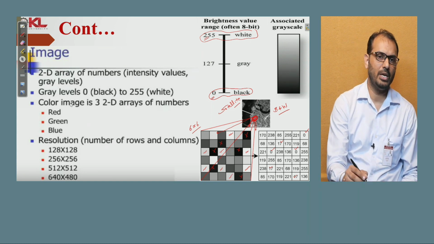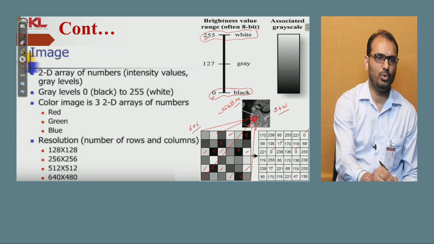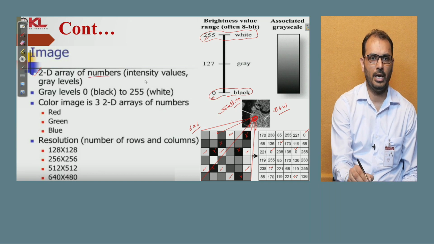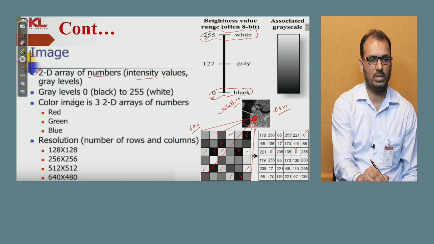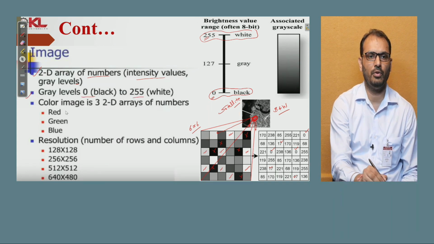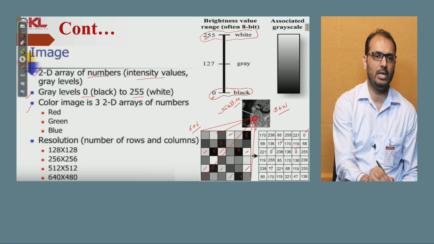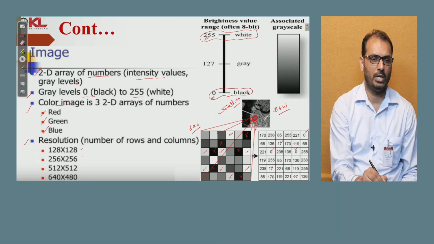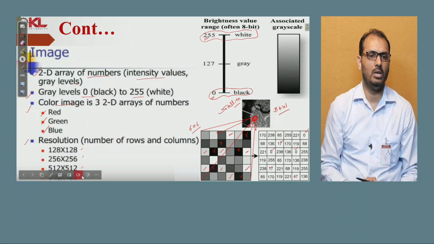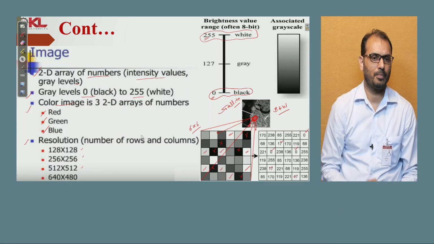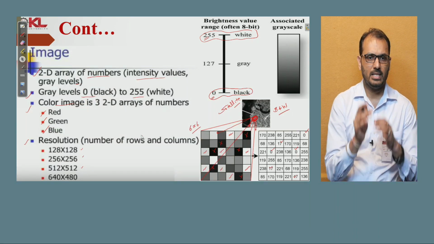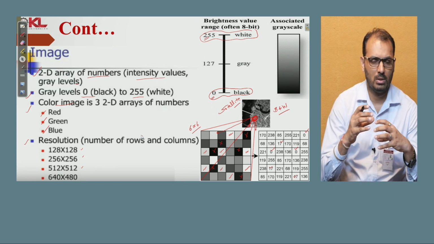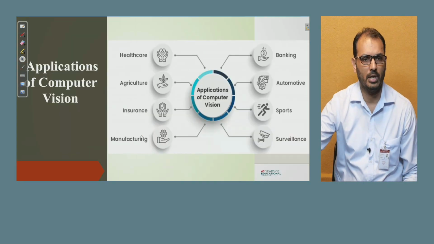And the same thing I mentioned here: what is our image? A 2D array of numbers, in which intensity values and gray level values are reflected. What are the gray level values? Minimum is 0, maximum is 255. Third, I already told you that in a colored image we have 3 components: red, green, blue. And for the resolution, we get 128, 256, 512, 640, something like that. Right, this is just about how the computer reads that particular image.